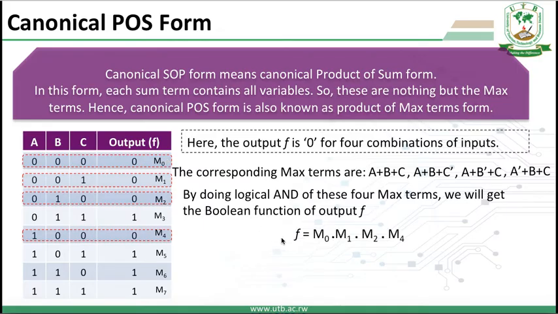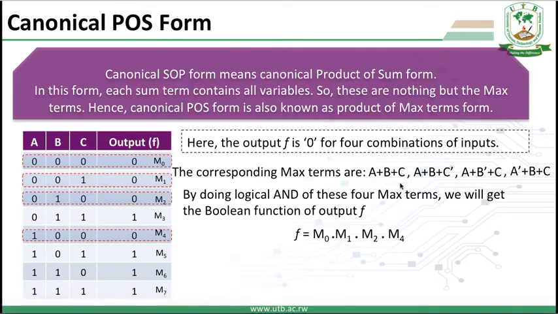So f is a function, this one equal to what? Here the output of f is 0 for 4 combinations of inputs. So we'll pick only the max terms which produce 0. So M0 produces 0, M1 produces 0, and M2, and then M4. That's why M0, M1, M2, M4. Why is it not plus here? Because of ANDing, it is a product of sum. So this is your sum form, this is your sum form, this is sum form.